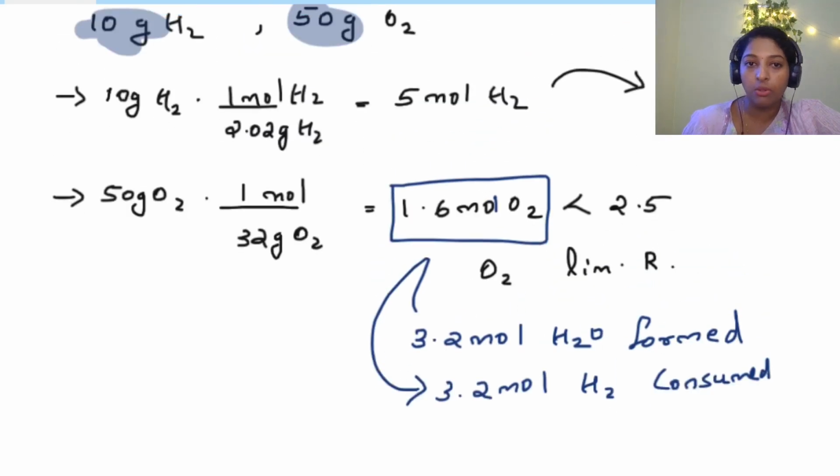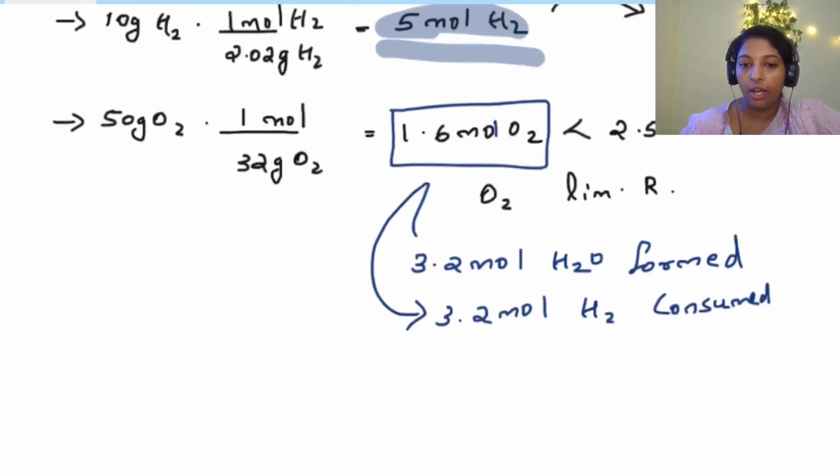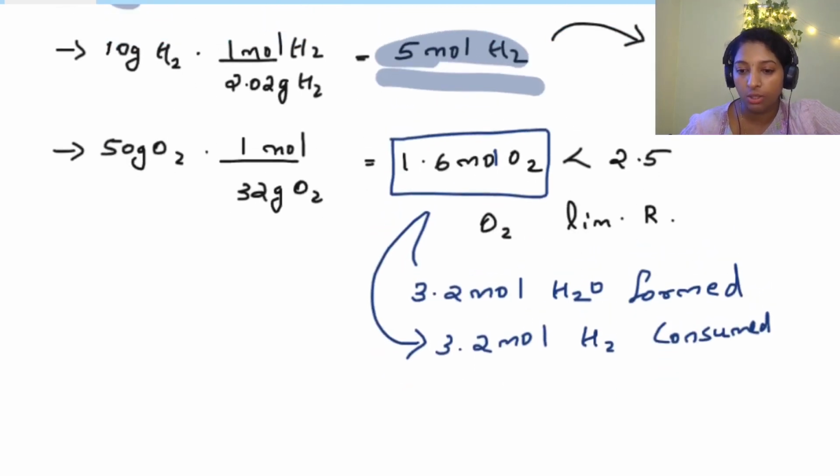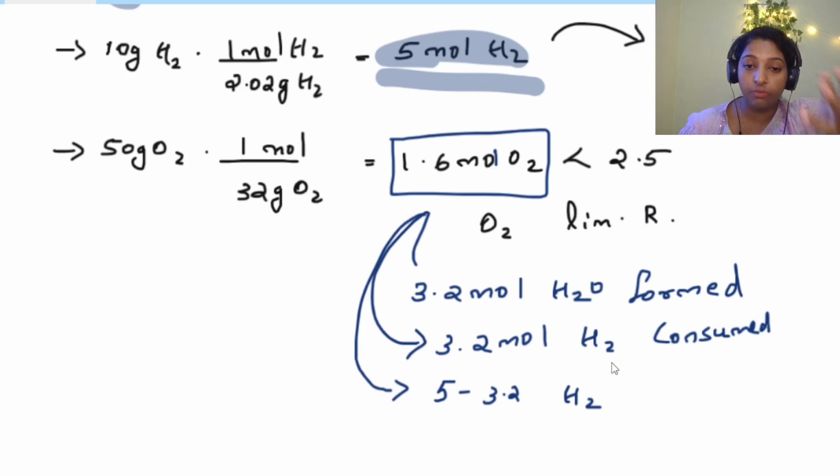So what is the leftover hydrogen? See the initial amount. Initially there are 5 moles of hydrogen. Out of the 5 moles, 3.2 is consumed, so the remaining will be the excess reagent. So 5 minus 3.2 will be the excess hydrogen. The leftover excess reagent is the main question.